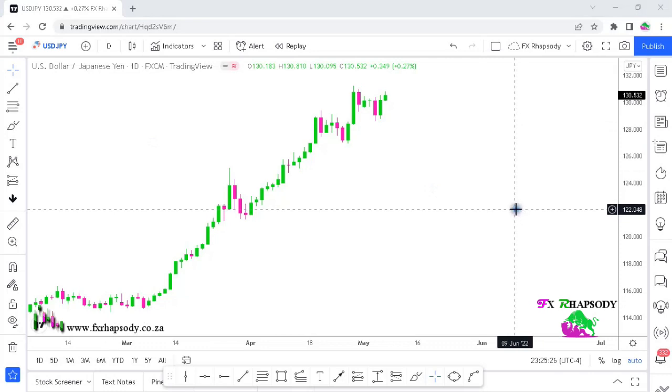Today we're looking at two currency pairs again. We're looking at the US dollar, Japanese yen, and also the euro and US dollar.